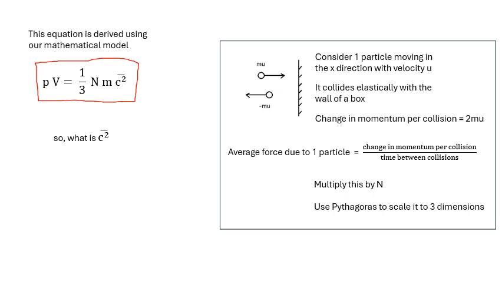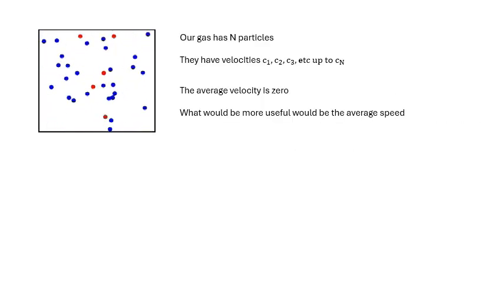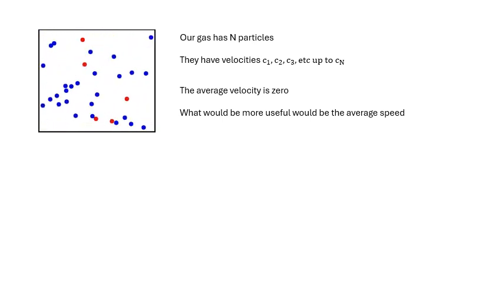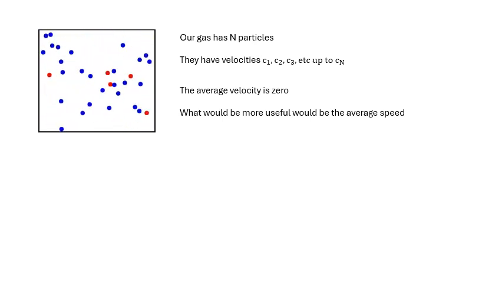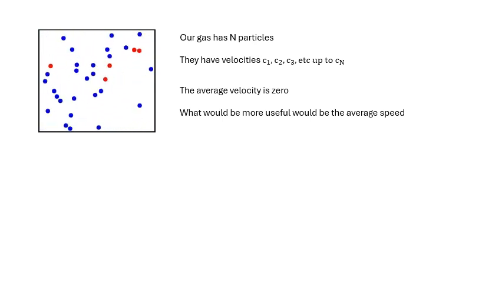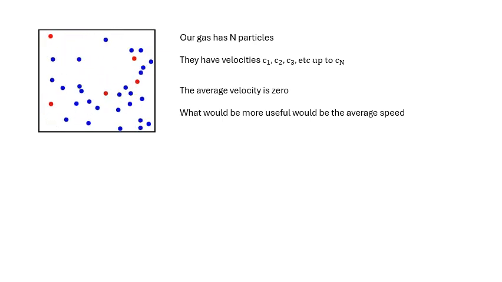So what is c squared bar? What's that then, c squared bar? Well, our gas has got N particles, where N is a ridiculously big number. And we say that the velocities of the particles are c1, c2, c3, up to c big N.